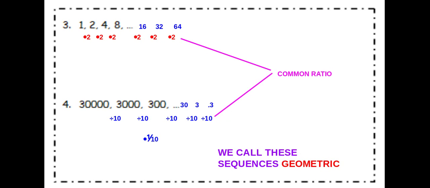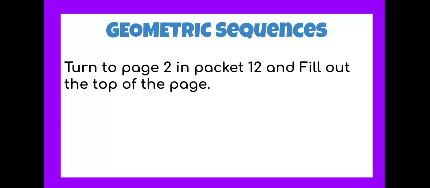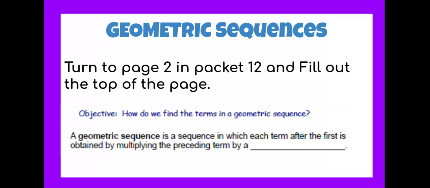So I'm just going to ask you guys, we're going to skip over the front, we're going to skip over the do now, and we're going to go to page 2 in the packet and look at the top and fill out the top of the page. So a geometric sequence is a sequence in which each term after the first is obtained by multiplying the preceding term by a common ratio. So pause it to copy it down.